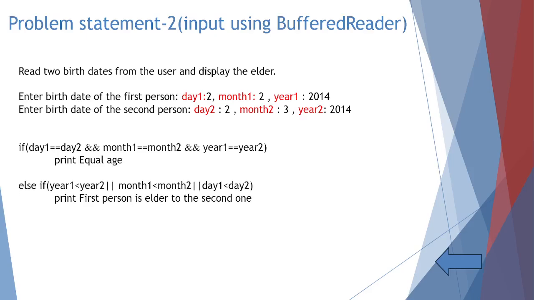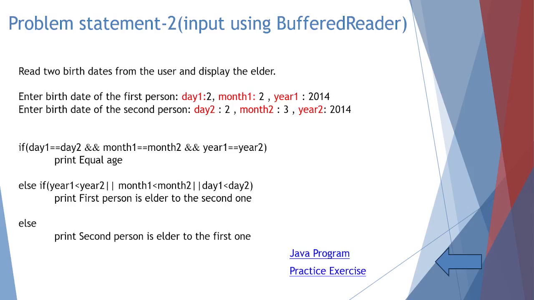Else if year 1 less than year 2 or month 1 less than month 2 or day 1 less than day 2, then let's say month 1 is 2, month 2 is 3 in our example. Rest of them are same. That means month 1 is February, month 2 is March. A person born in February is elder. So print first person is elder to the second one. Else print second person is elder to the first one.